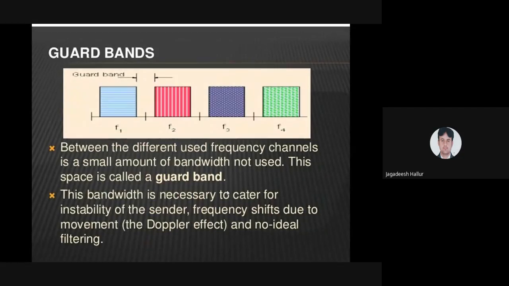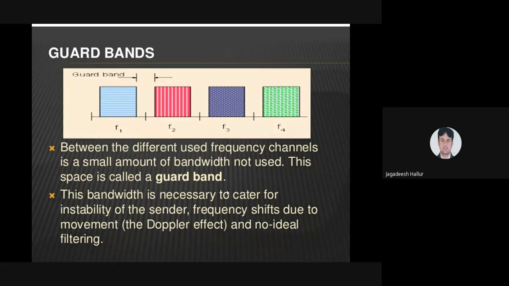In between the frequency bands, there is a guard band. What is the function of this guard band? It is like security. The main function of this guard band is to remove the overlapping between the two signals. That function has to be done by the guard bands.